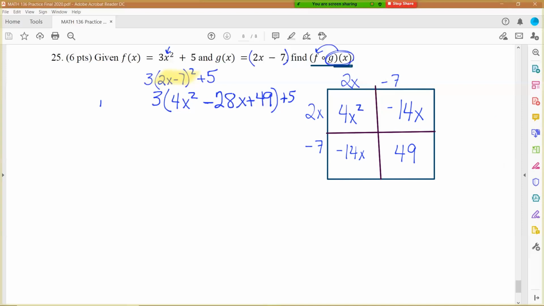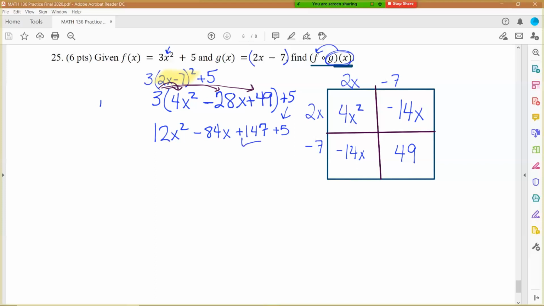The hardest work's done. Now what do you think we need to do? So I'm going to have to distribute the 3. So I'm going to take 3 times 4x squared, 3 times negative 28x, and 3 times 49. So 3 times 4x is 12x squared. 3 times negative 28 is negative 84. The x comes down. And 3 times 49 is 147. Have we done anything with this plus 5? No, bring it down. You're almost done.